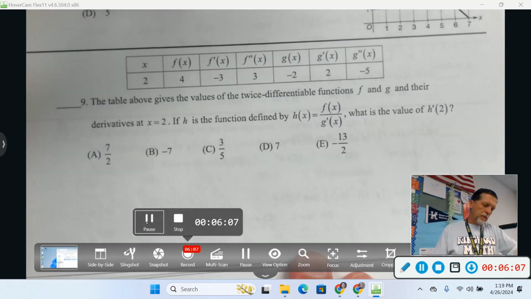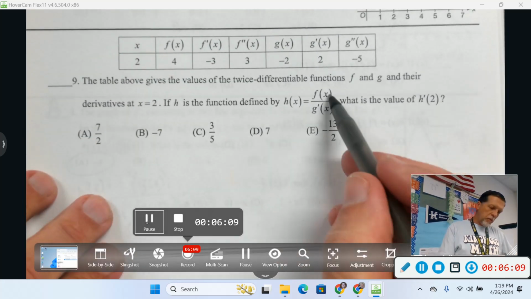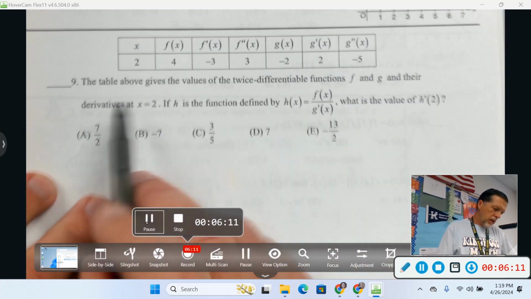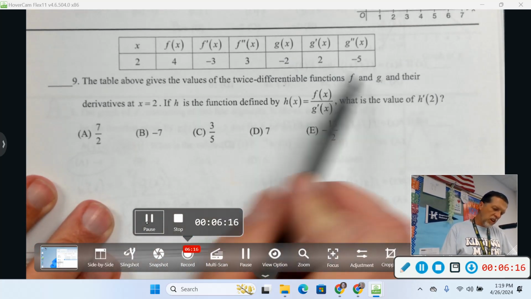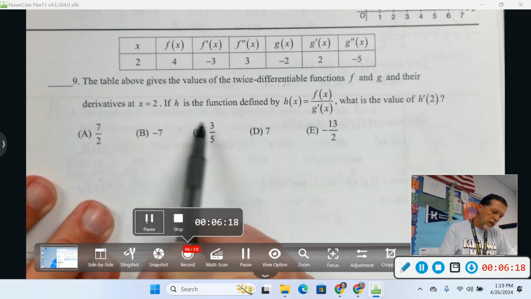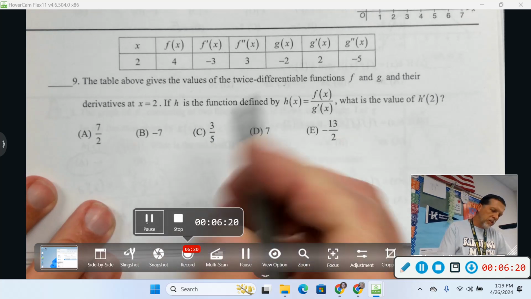Another table problem. This time with the quotient rule. Table above gives the values of the twice differentiable functions f and g and their derivatives at 2. If h is this function, what is h prime?